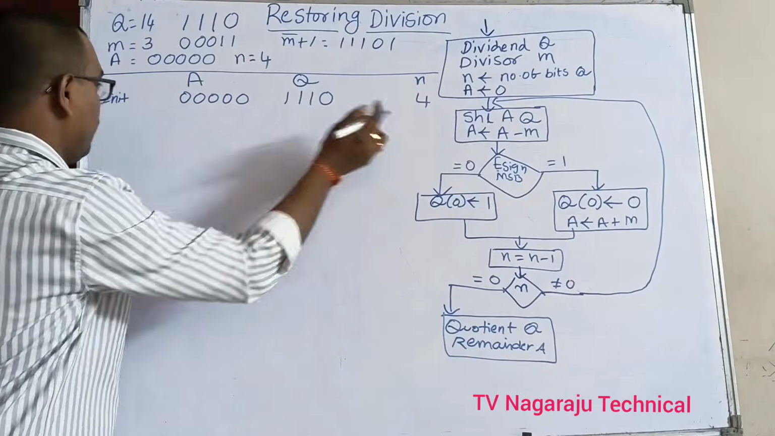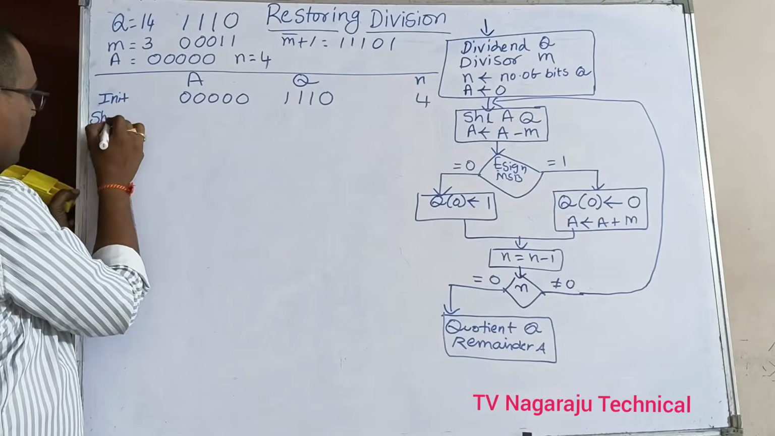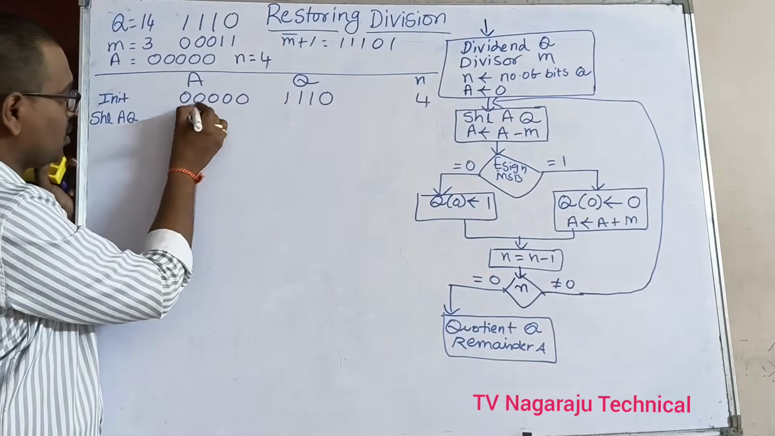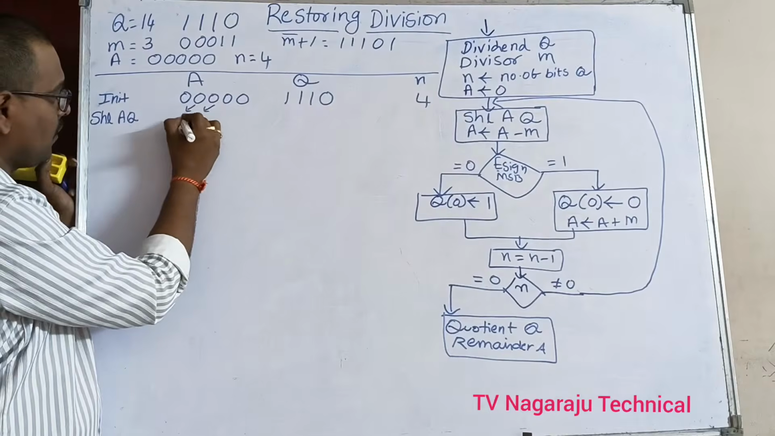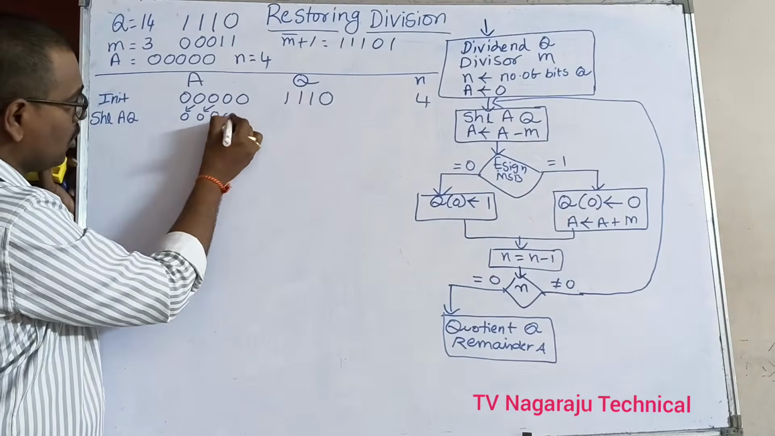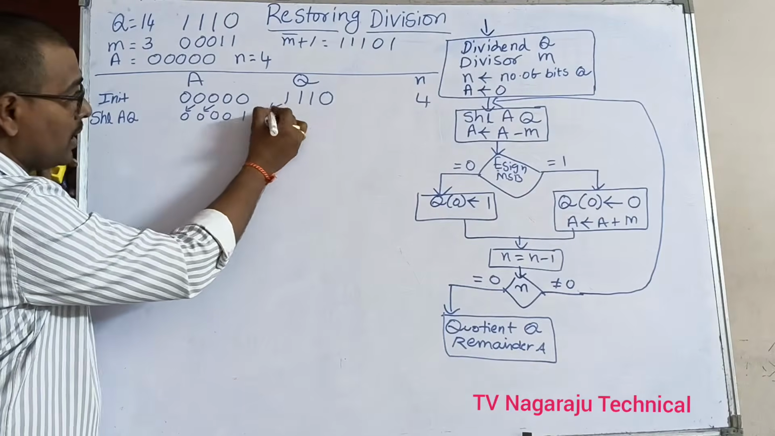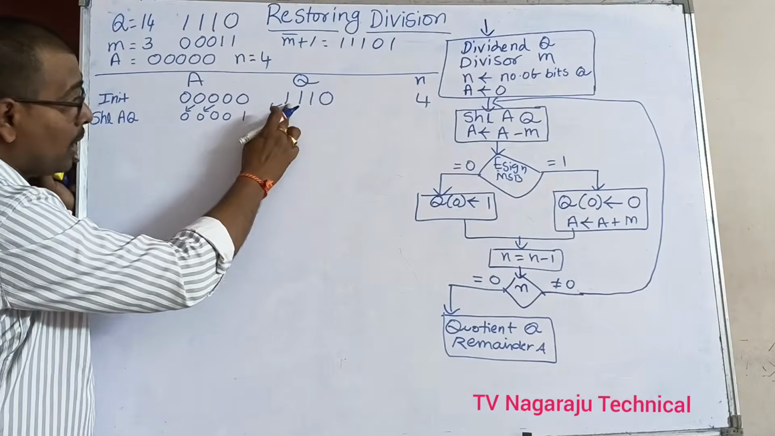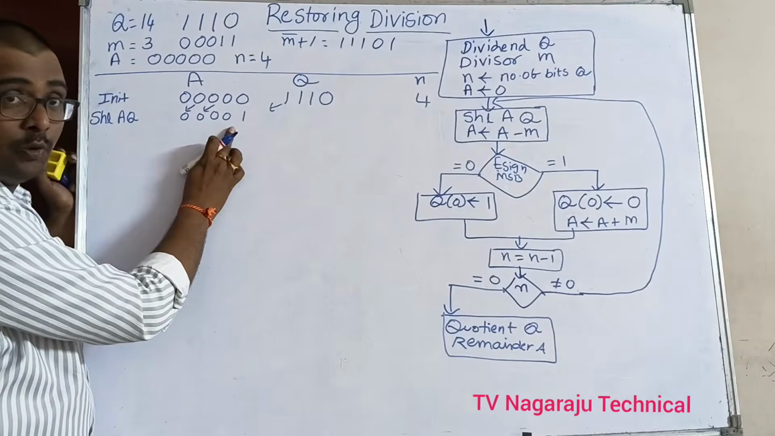So coming to the first step, shift left of AQ. Simply do the shift left operation. You know the procedure. This is the shift left: 0, 0, 0, 0, 1. Now if you understand, in each iteration, 1 bit of the dividend is moved to A.